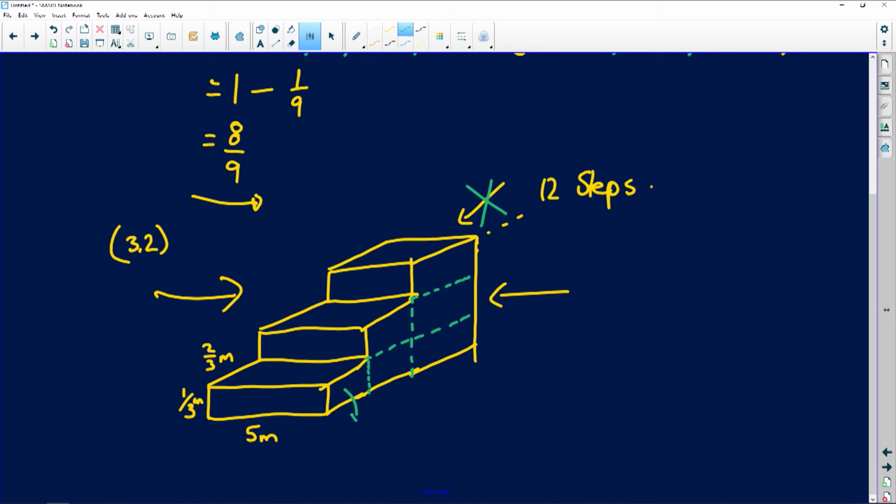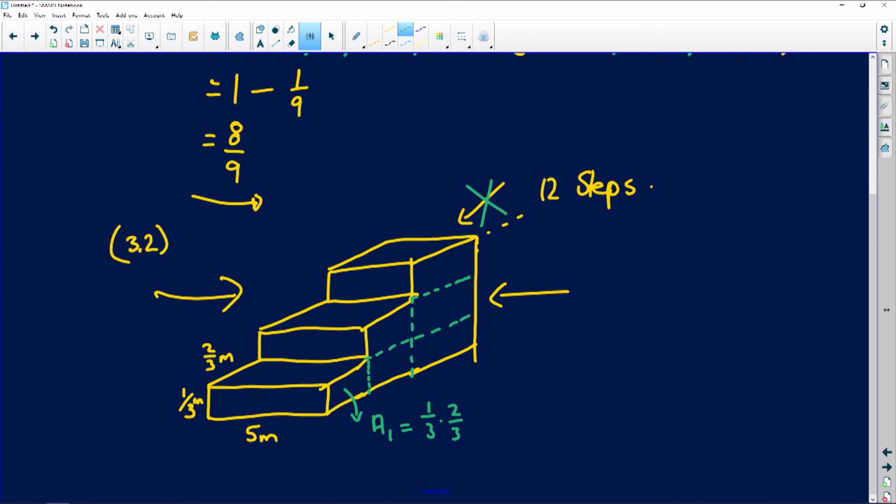Our first area that we're going to need here is simply going to be 1/3 times 2/3. So the 5 meters do not feature here. We're not talking about the tread. It's already covered. We're talking about the side. Okay? So there's one such block here, and there's another one on the other side. So there's going to be 2 of those to cover the first part over here.